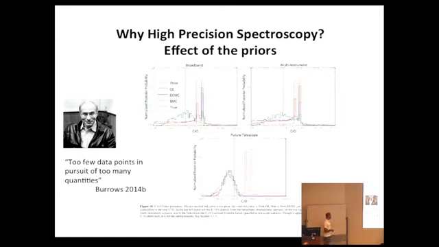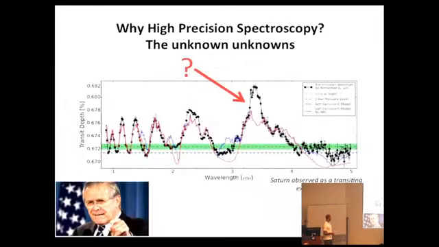This can be summed up as a quote from one of Adam Burrows' review papers: "too few data points in pursuit of too many quantities," which I think is a great quote. This is like broadband photometry, maybe including some spectroscopy, and this is something like a JWST observation. So you have to be careful about these hidden assumptions, and they can sometimes bite you. With high precision spectroscopy, you always want to be explicit about your assumptions, but high precision spectroscopy can save your bacon in that situation.